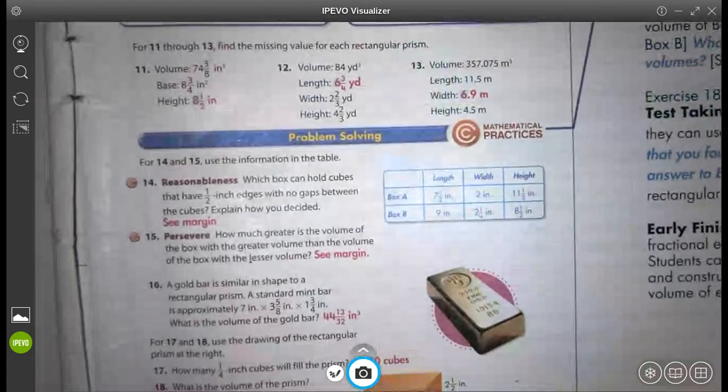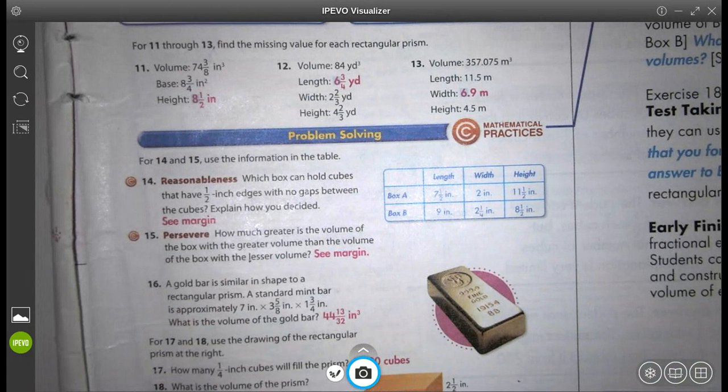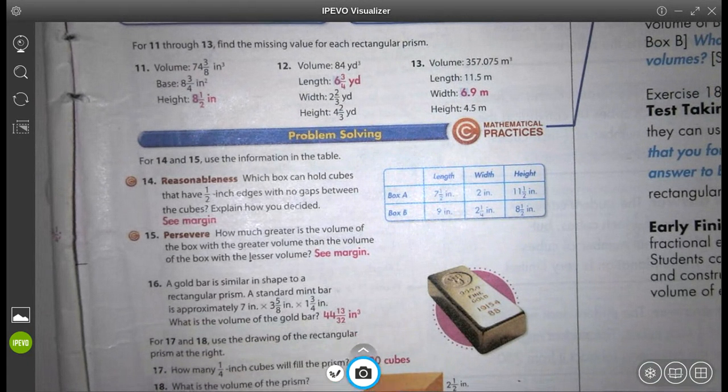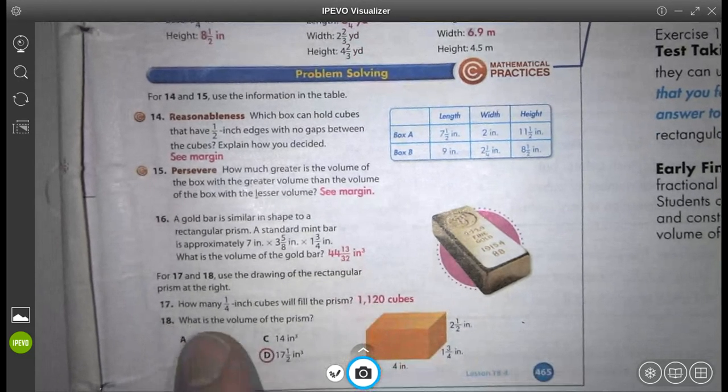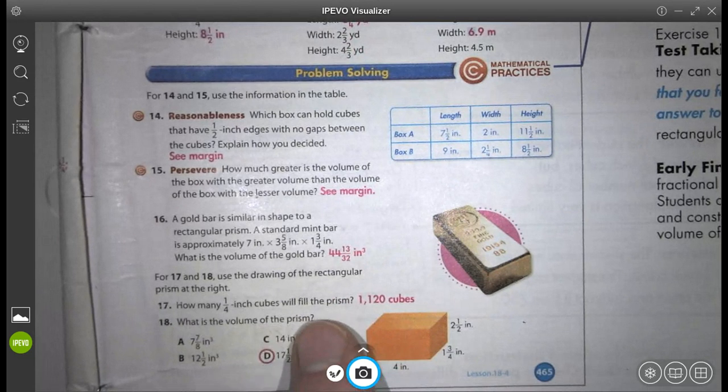Okay, now let's look at number 16. We have to find the volume of the gold bar, length times width times height, and we get 44 and 13/32 inches cubed. Number 17, how many 1/4 inch cubes will fill this prism?